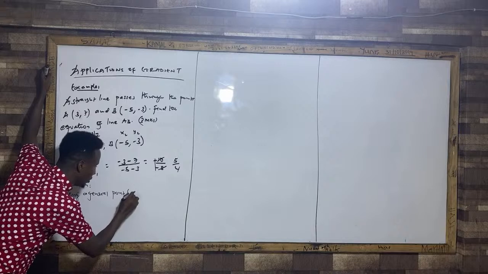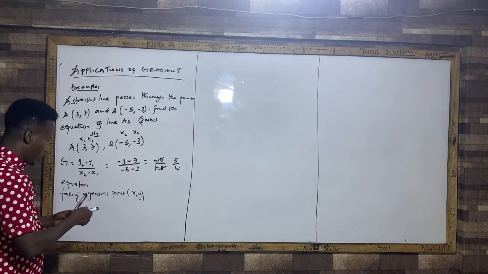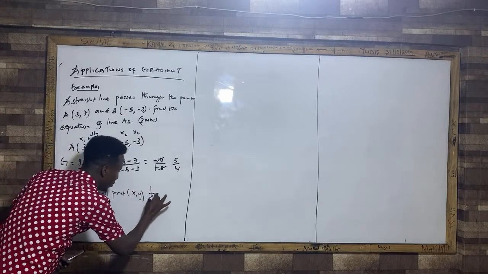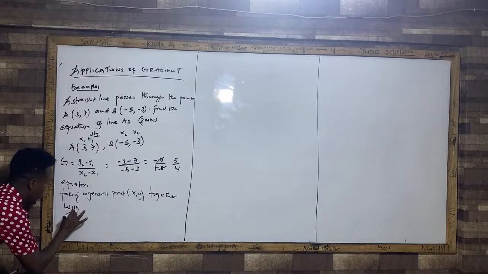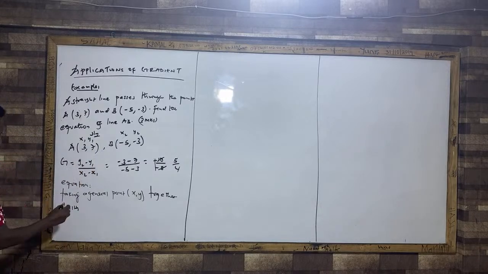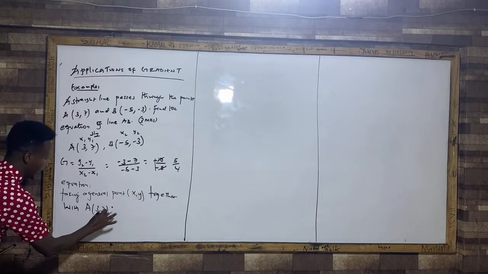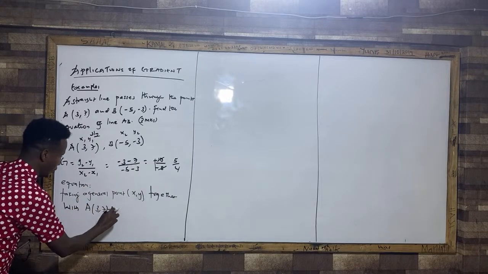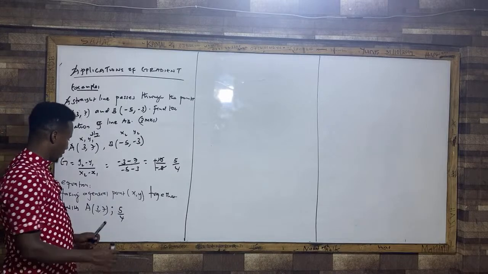Remember, the general point is always x, y. Then say together with, let me use this one. Together with, when you say together with, take either of these 2 points. Let me take A, which is (3, 7), then semicolon, then we'll take our gradient, which is 5 out of 4.